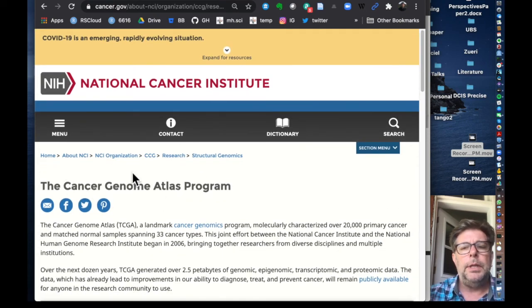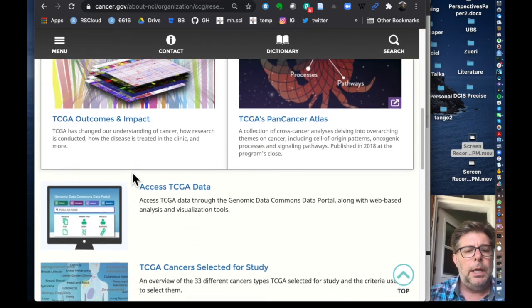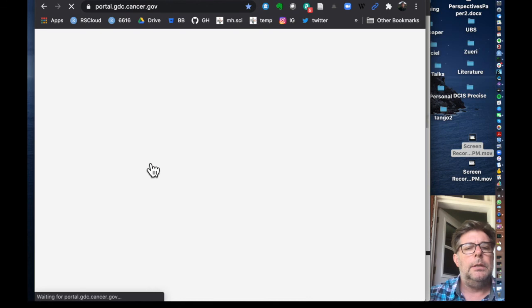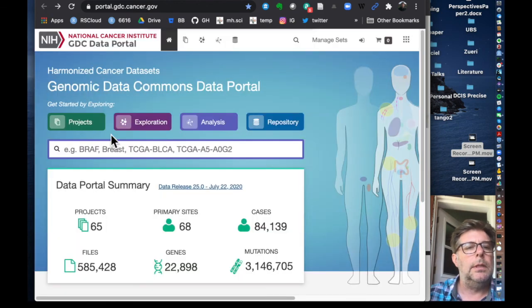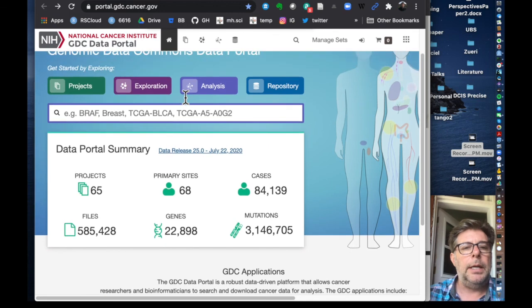Okay. I can come in, and I think that the way to do this is you go straight to the portal. And I want to say a couple words about the portal. Okay, so this is the Genomic Data Commons portal. That Commons, it's a word that pops up often. We're sharing. Okay, and the power here is that I can get data relatively easily.